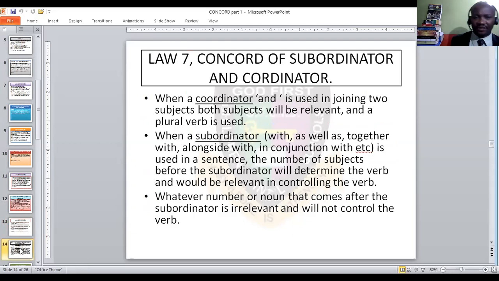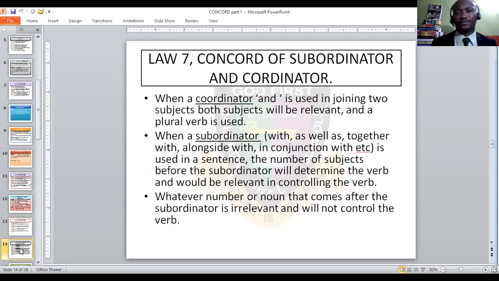Let's go to Law 7. The 7th law of Concord, which is the concord of subordinated coordinators. You could mention the exception to the rule earlier. Here we're going to see what the subordinators are and the coordinators. When a coordinator, which is "and", is used to join two subjects, both of them will be relevant and a plural verb will be used.